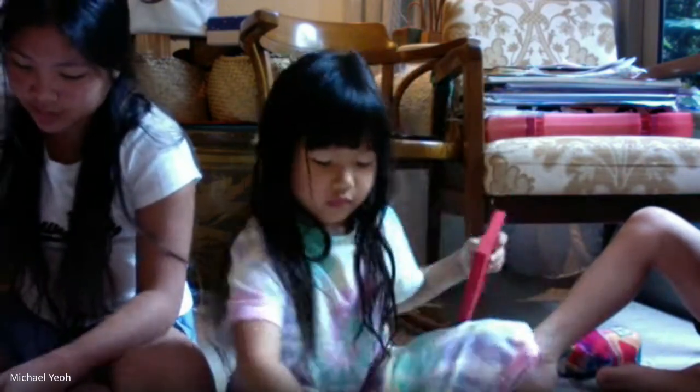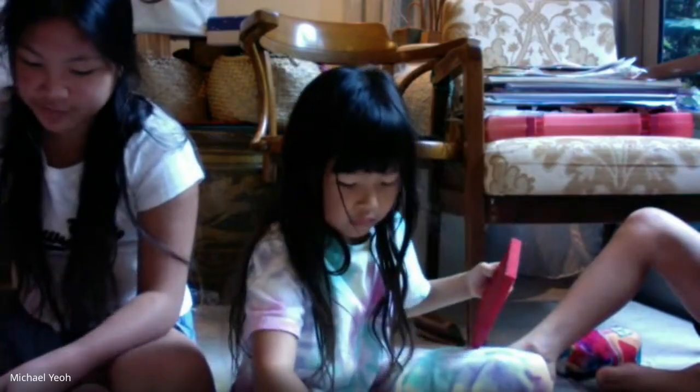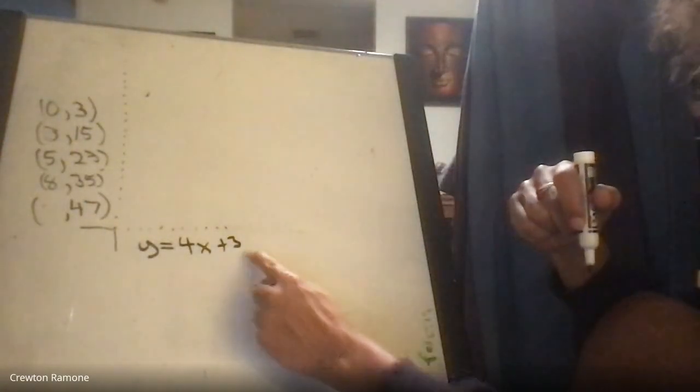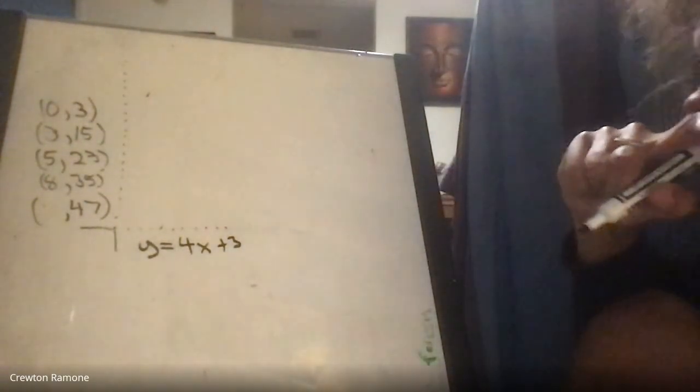How many after 8? So it will be 35. Good answer, because it's right. 4 times 8 is 32, plus 3 is 35. All right, can we draw a line now?